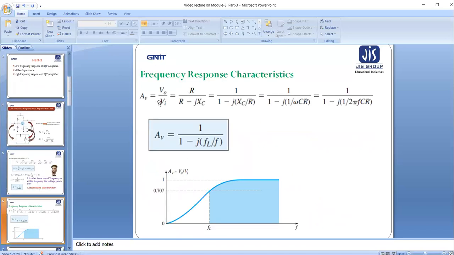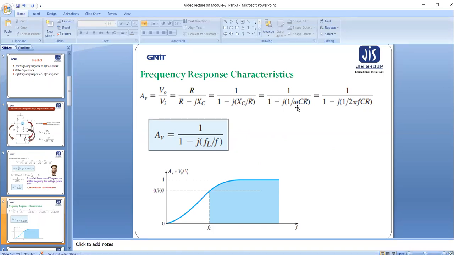Now, again, we are going to evaluate the response characteristics. AV, as I have mentioned, is V0 by Vi, so R by R minus jXC. Why is it minus jXC? Because we know XC is the capacitor, so it equals 1 by j into XC. That's why it becomes minus jXC. So it can be written as 1 by 1 minus jXC by R. Decomposing this XC as 1 by omega C, it becomes like that.